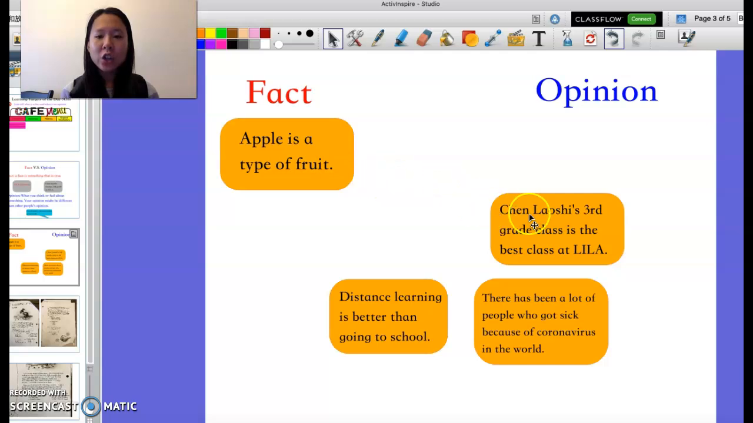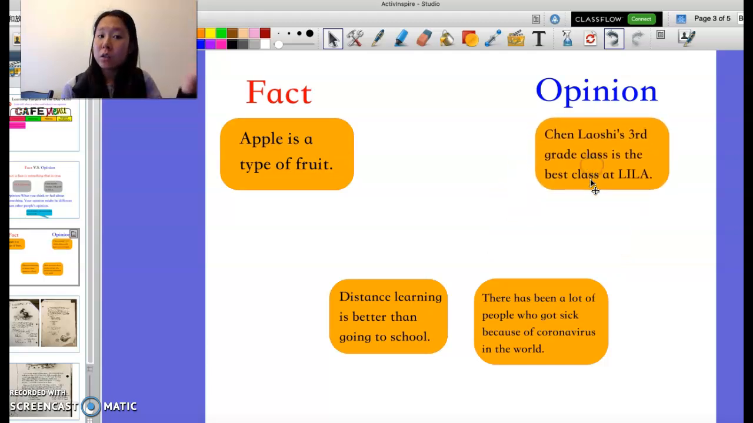Second one, Chen Laoshi's 3rd grade class is the best class at Lila. Fact or opinion? You are right, it is an opinion because other people might think their class is the best class at Lila, right? So we can all have different opinions on this.